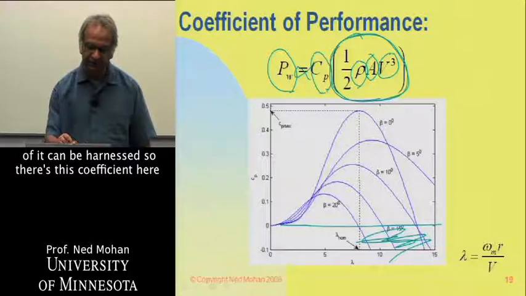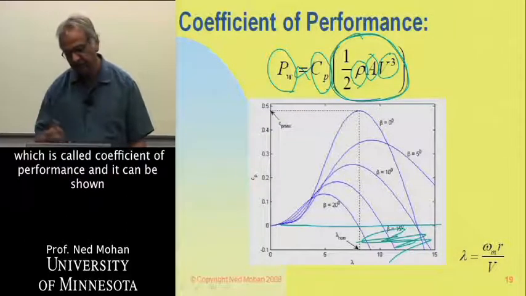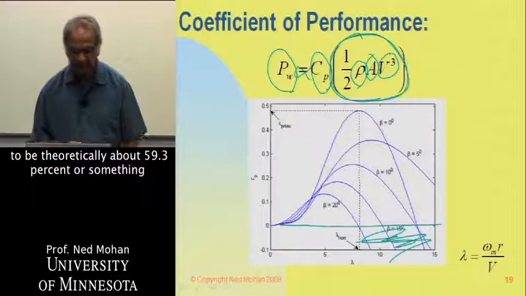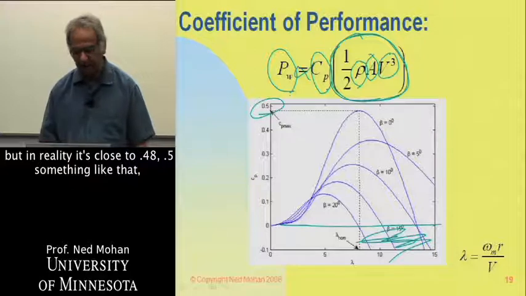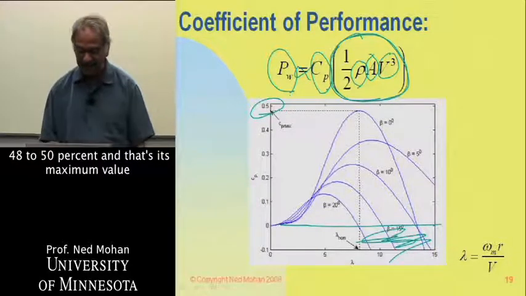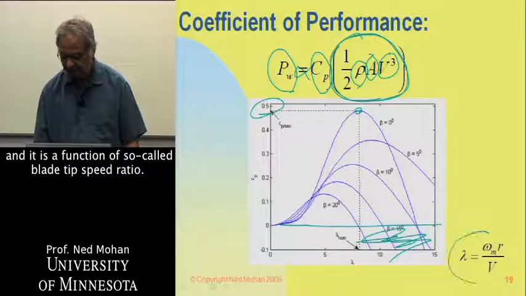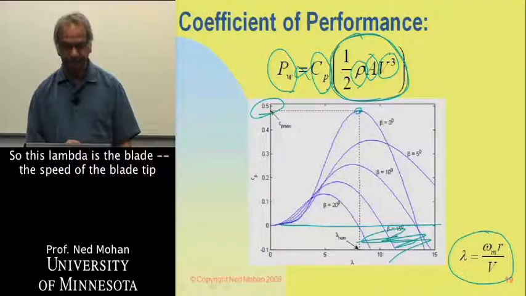So there's this coefficient here, which is called coefficient of performance. Okay, and it can be shown to be theoretically about 59.3% or something, but in reality it's close to 0.48, 0.5, something like that, 48 to 50%, and that's its maximum value. And it is a function of the so-called blade tip speed ratio.